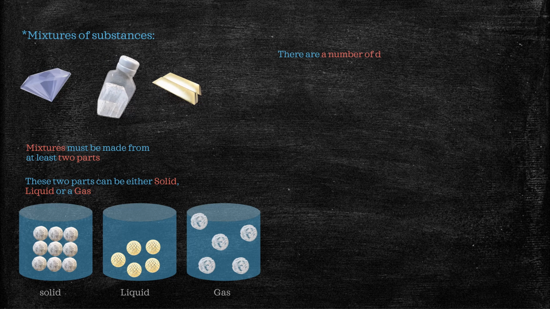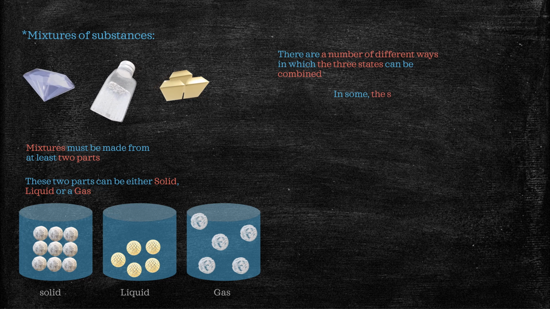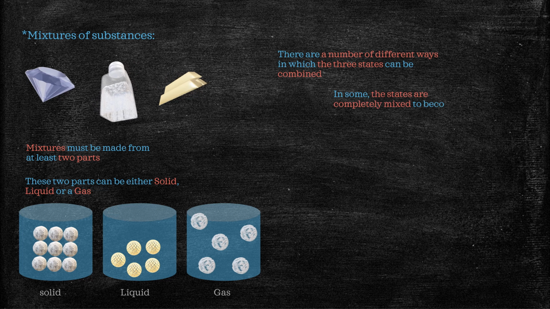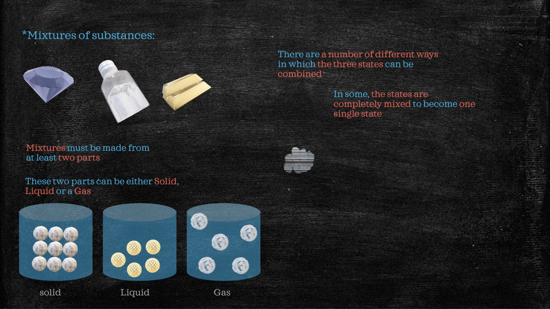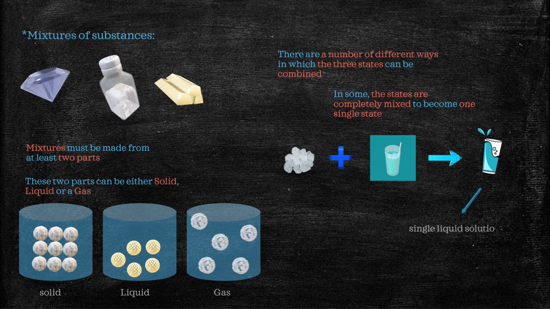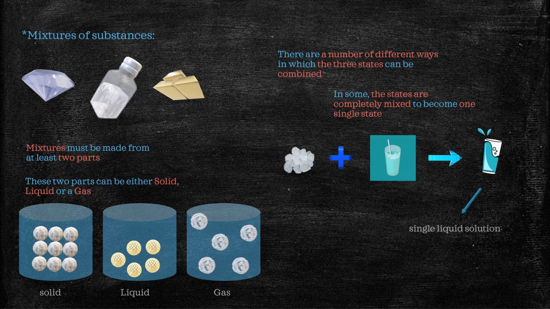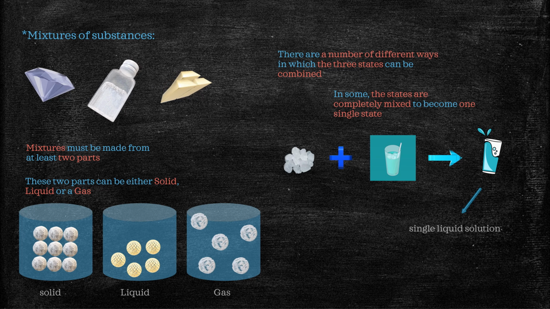And there are a number of different ways in which the 3 states can be combined. In some, the states are completely mixed to become one single state, like mixing solid salt with liquid water. The 2 mix to become one single liquid solution. Technically, the term solution is used for this type of mixtures, the type that is composed of 2 or more substances.